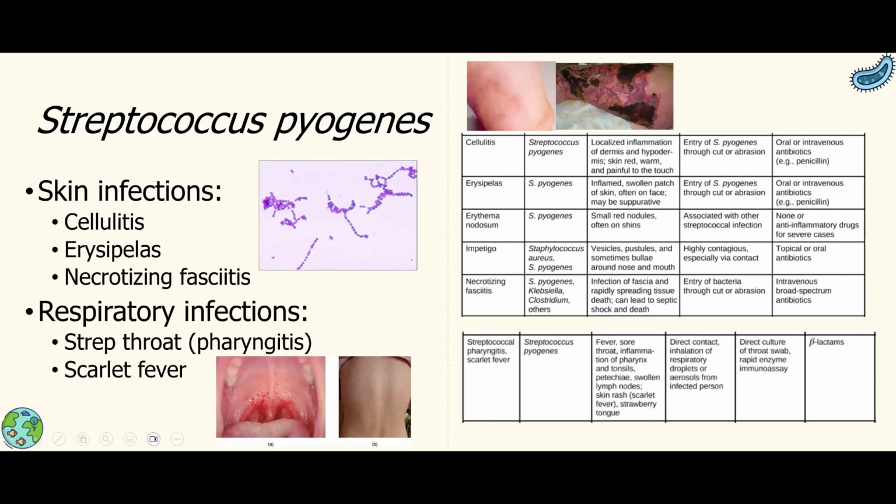Now, if the strep throat becomes progressively worse, the bacteria can produce toxins, which can spread into the bloodstream and cause scarlet fever. Scarlet fever includes the classic scarlet fever rash, petechiae, all these red rashes all over the body. And of course, all of these are going to be treated with antibiotics. So that's strep pyogenes.